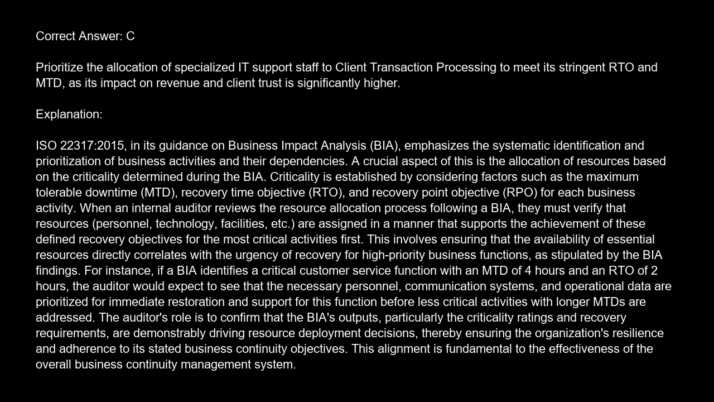For instance, if a BIA identifies a critical customer service function with an MTD of 4 hours and an RTO of 2 hours, the auditor would expect to see that the necessary personnel, communication systems, and operational data are prioritized for immediate restoration and support for this function before less critical activities with longer MTDs are addressed. The auditor's role is to confirm that the BIA's outputs, particularly the criticality ratings and recovery requirements, are demonstrably driving resource deployment decisions, thereby ensuring the organization's resilience and adherence to its stated business continuity objectives. This alignment is fundamental to the effectiveness of the overall business continuity management system.